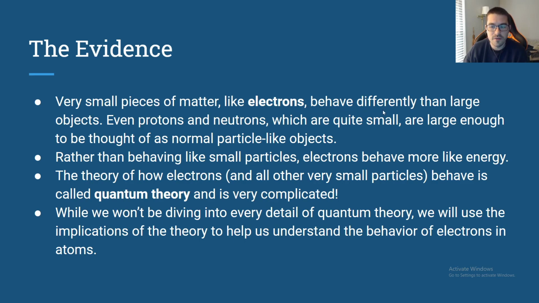they behave differently than large objects, okay? And even protons and neutrons, which are small, are large enough to be thought of as normal particle-like objects. So for today, we really are only talking about how electrons are different and how we have to talk about them. Protons and neutrons are small, but even they are big enough to treat like everyday objects. Electrons are different, okay?